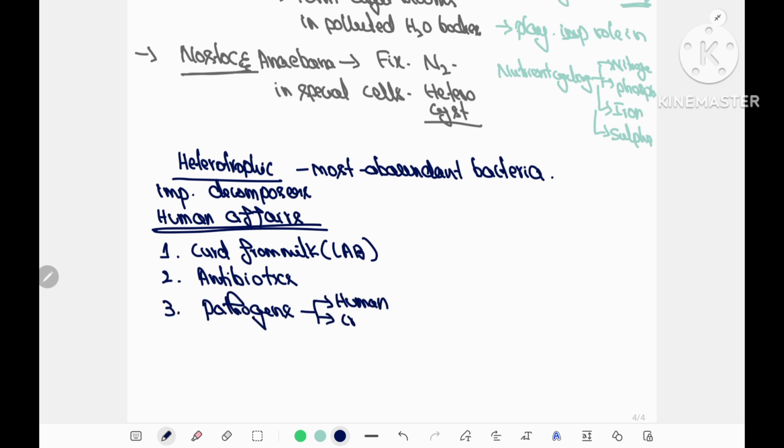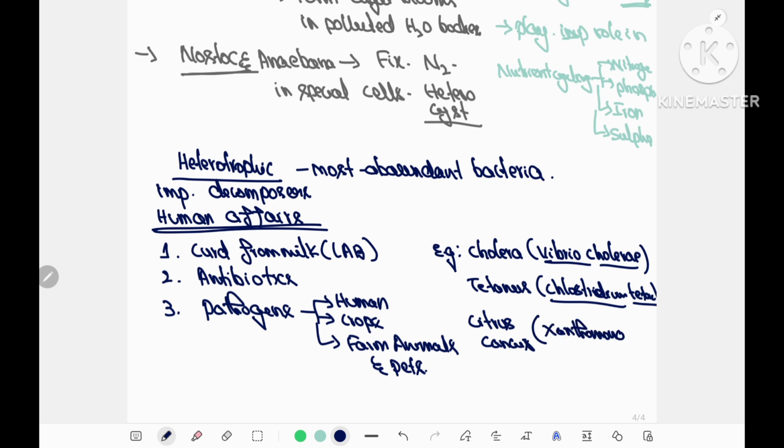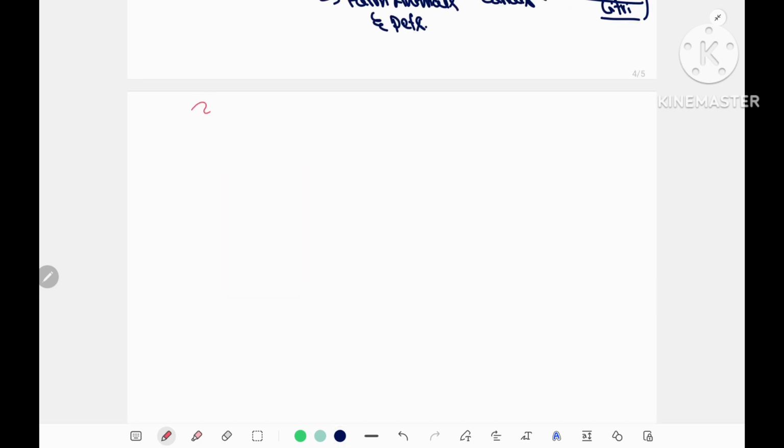So let us talk about the positive effects. They are helpful in making curd from milk. The organism used is lactic acid bacteria. They are used for production of antibiotics. The negative effect is that they are pathogens of humans, crops, farm animals, as well as pests. To quote some diseases caused by bacteria: cholera caused by Vibrio cholerae, tetanus caused by Clostridium tetani in human beings, and citrus canker caused in plants by the bacterium Xanthomonas citri.